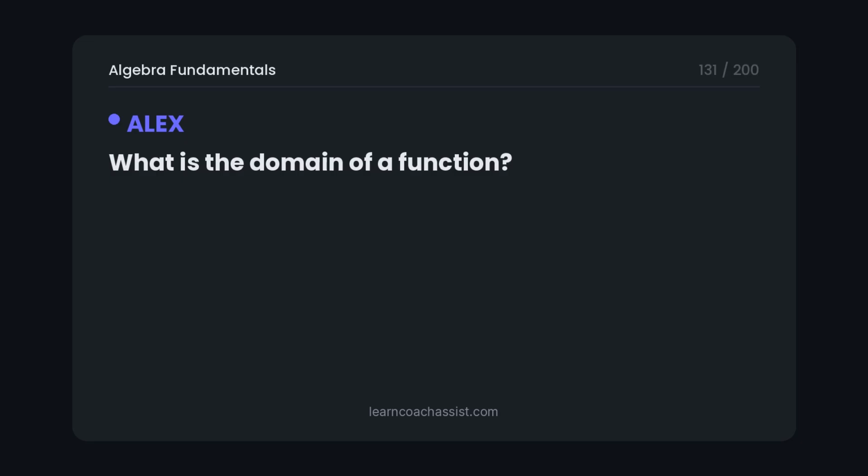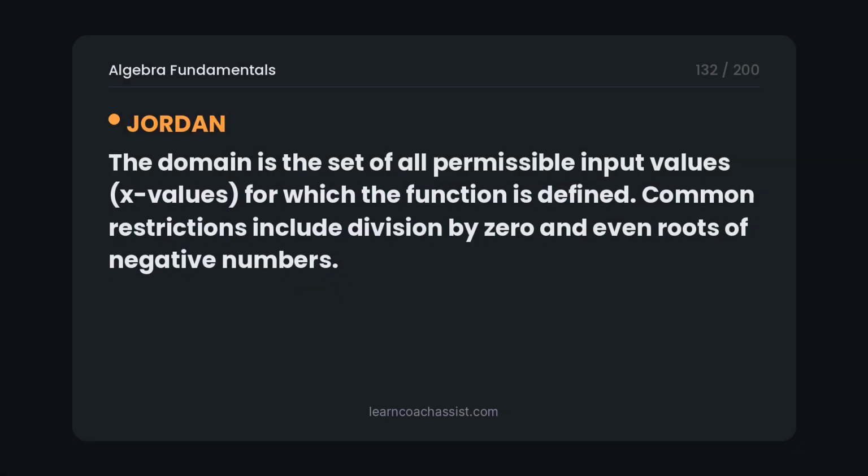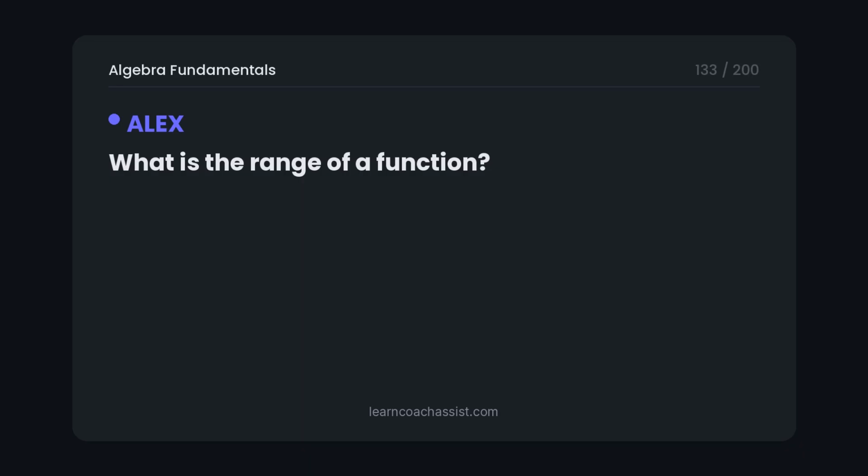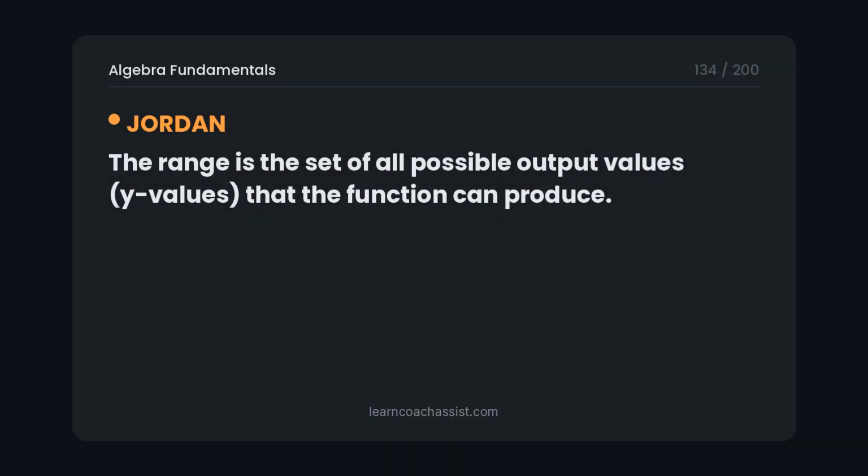What is the domain of a function? The domain is the set of all permissible input values, x values, for which the function is defined. Common restrictions include division by 0 and even roots of negative numbers. What is the range of a function? The range is the set of all possible output values, y values, that the function can produce.